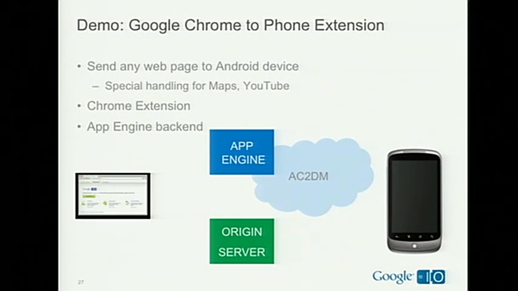Now that we've taken a look at the APIs and all the design considerations, let's see what we can do when we put all this together and build some real applications. The first application we're going to talk about is the Google Chrome to Phone extension that Vic demoed this morning. And this is going to be one of the sample applications for Android cloud-to-device messaging. In fact, you can already see all of the code on code.google.com/p/chrometophone. This is one of the sample applications.